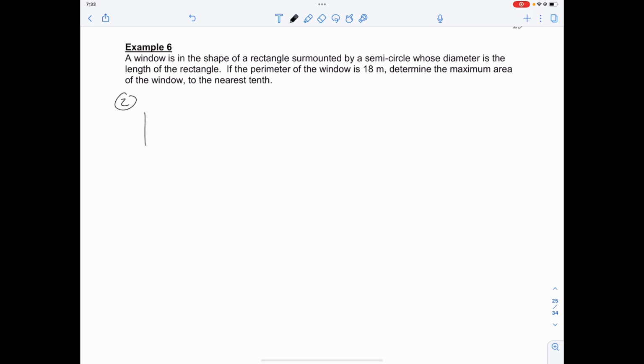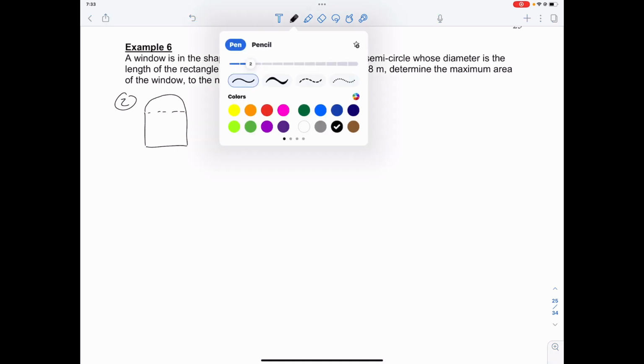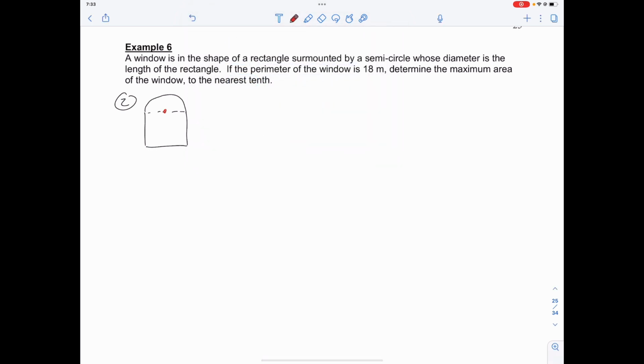I'm going to have a rectangle with a semicircle on top. Now, the diameter of the semicircle is the same as the length, which means that I would have a radius that is going to be half the length.